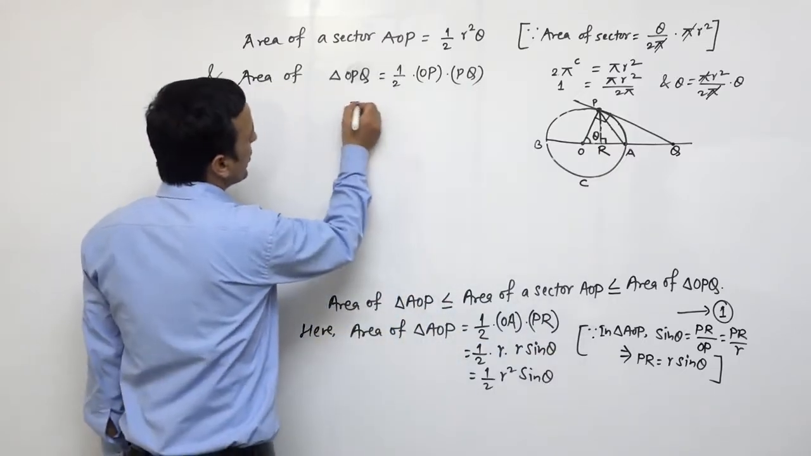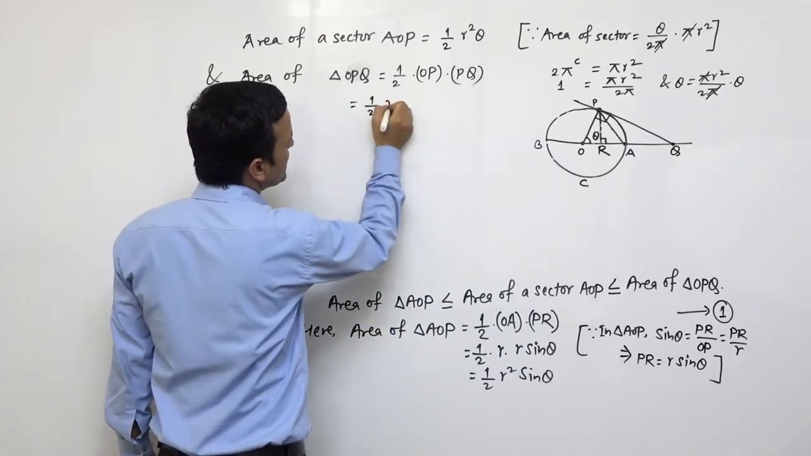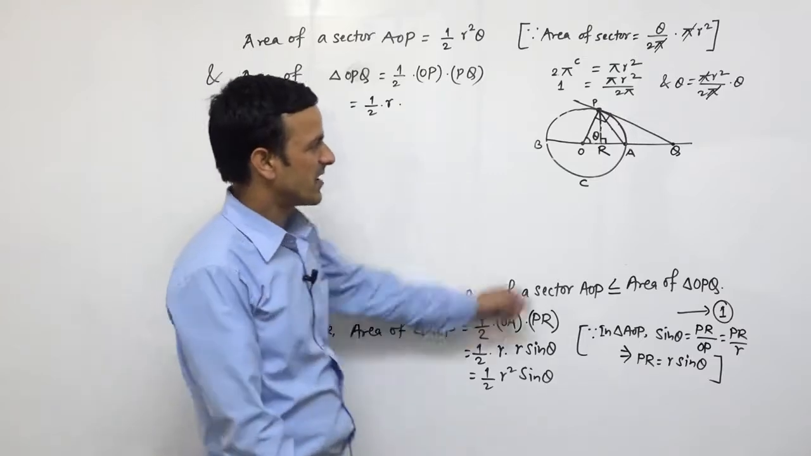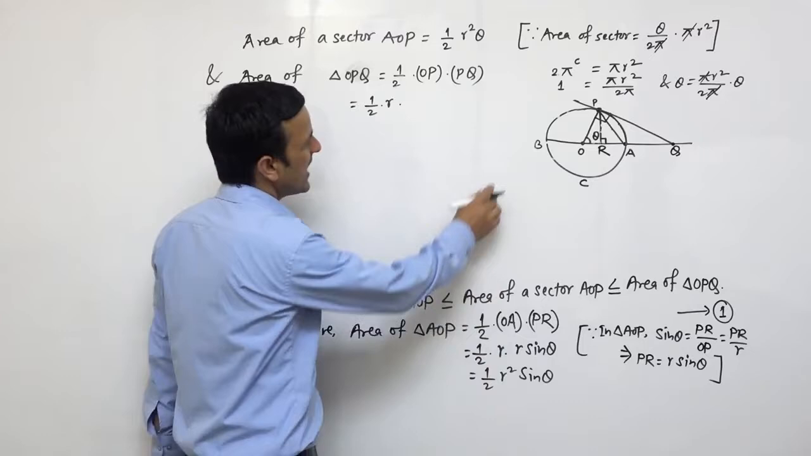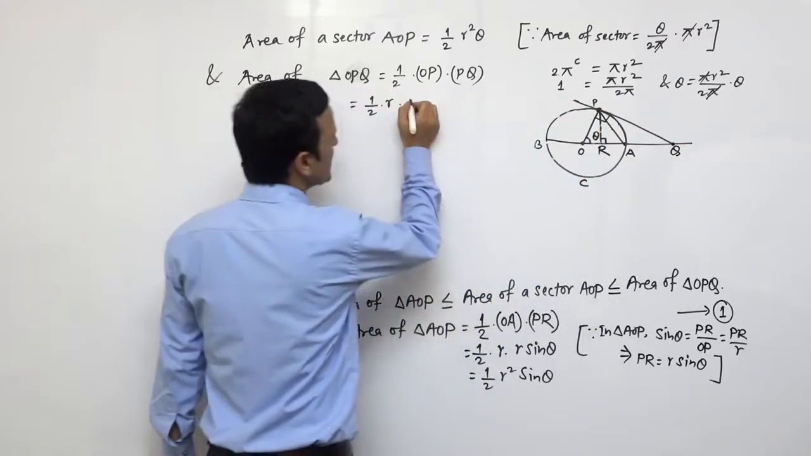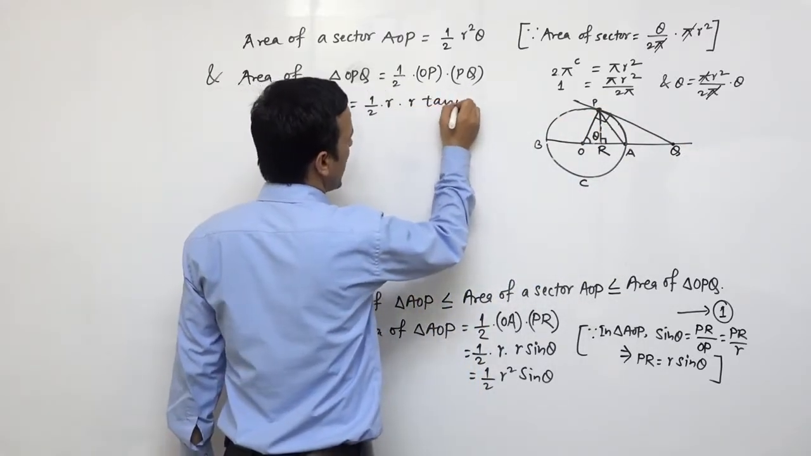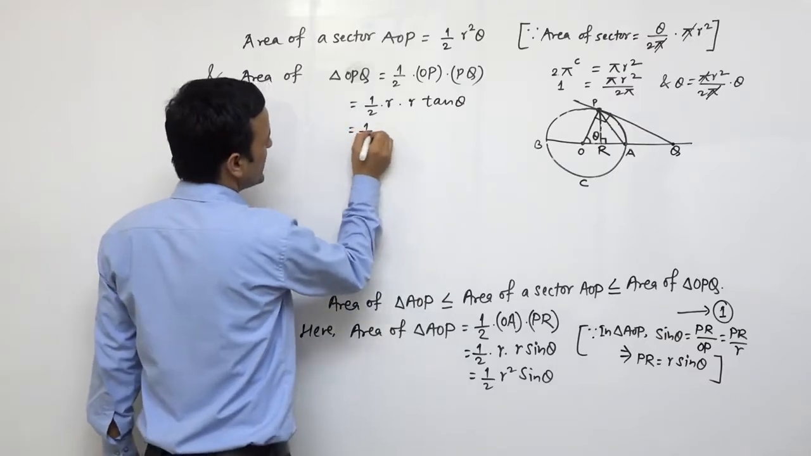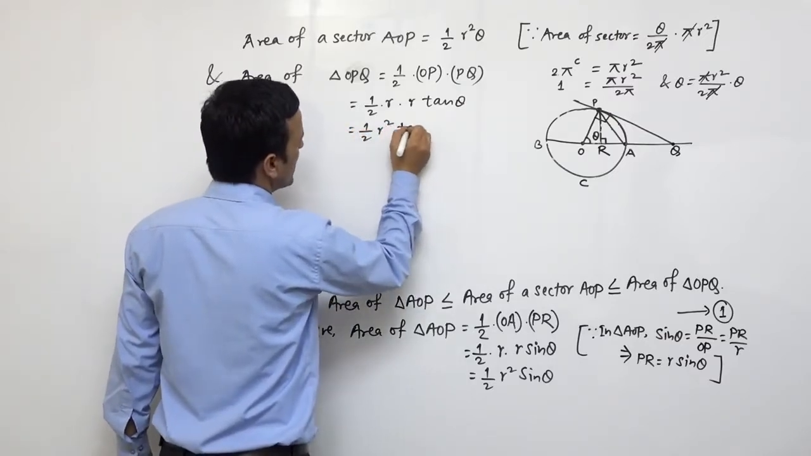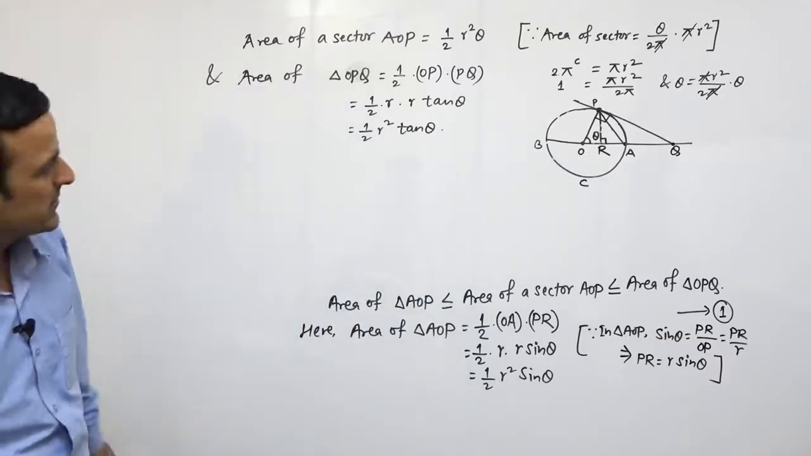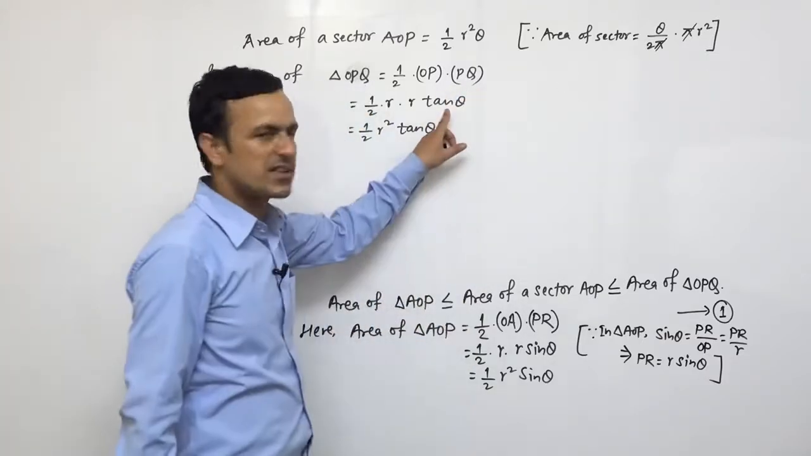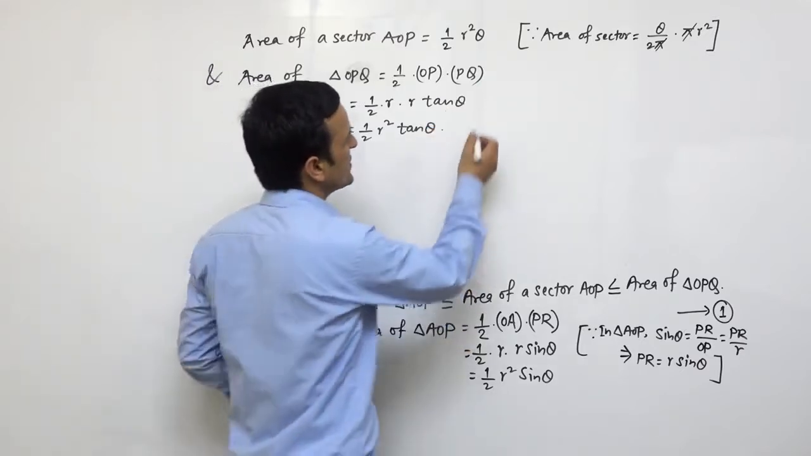So if you write down the values, OP is the radius. The line joining to the center is always the radius. And the value of PQ is r tan theta. So obviously it will be 1 by 2 r square tan theta. Why does this r tan theta come from PQ? Let's see how it comes here.